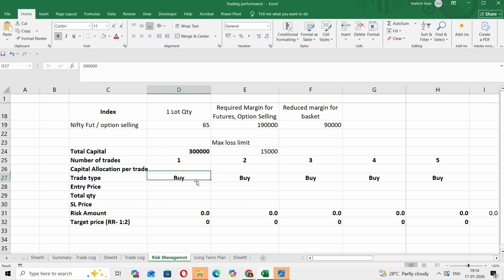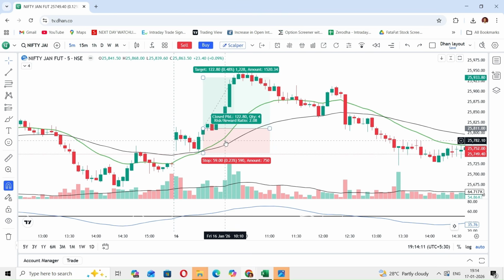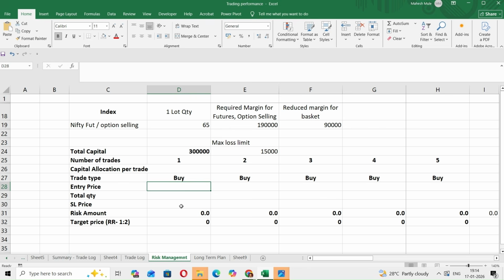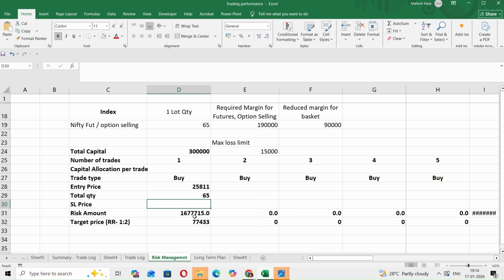Okay. So let's take an example. You are entering at around 25,811, and your quantity is 65. Your SL price is around 25,749. Okay, so your risk amount is 4,030.